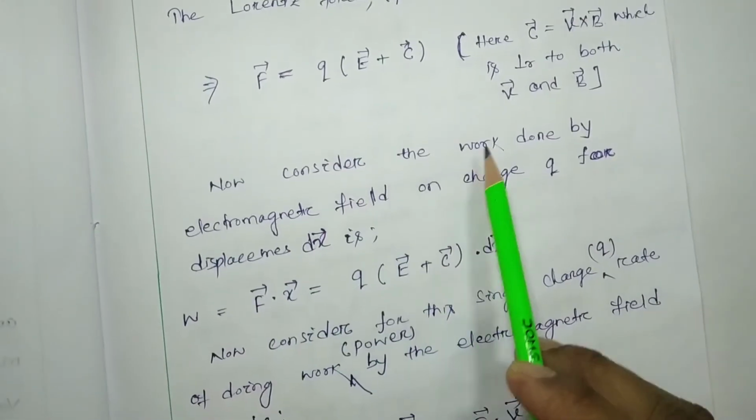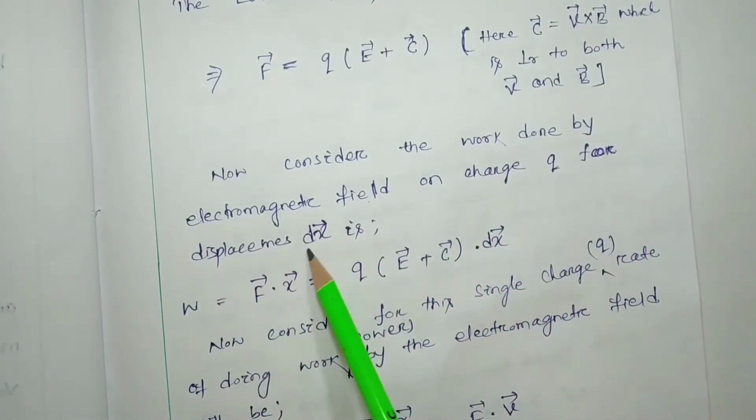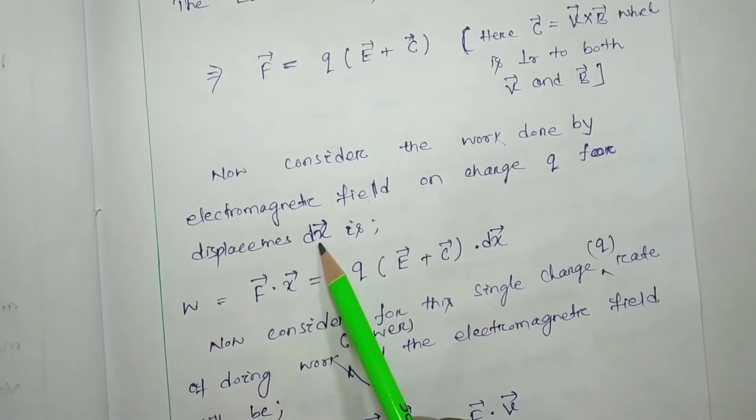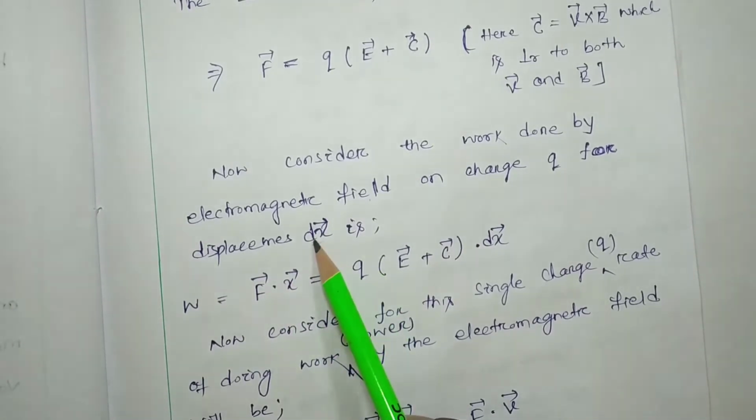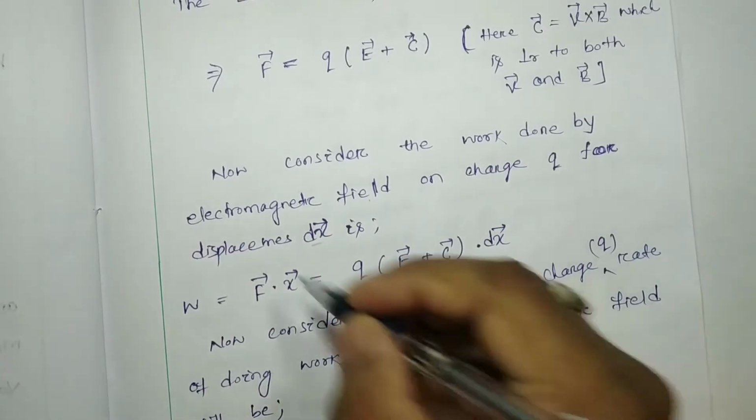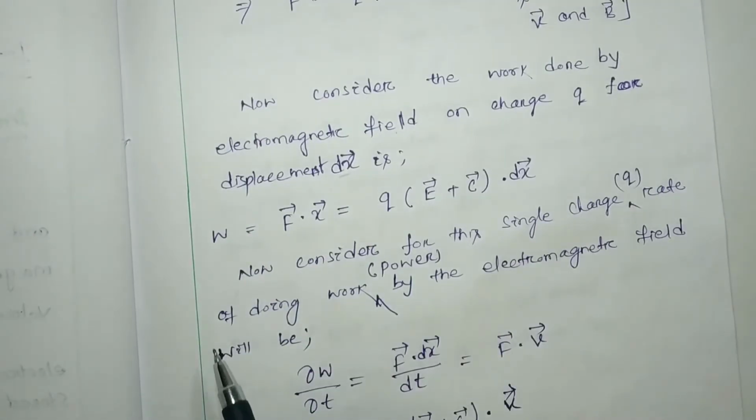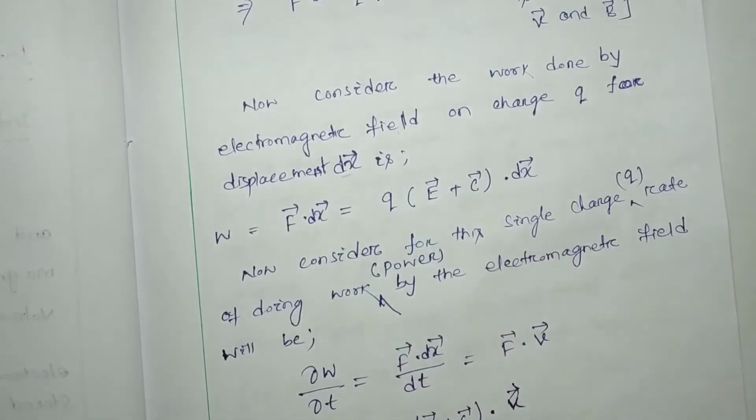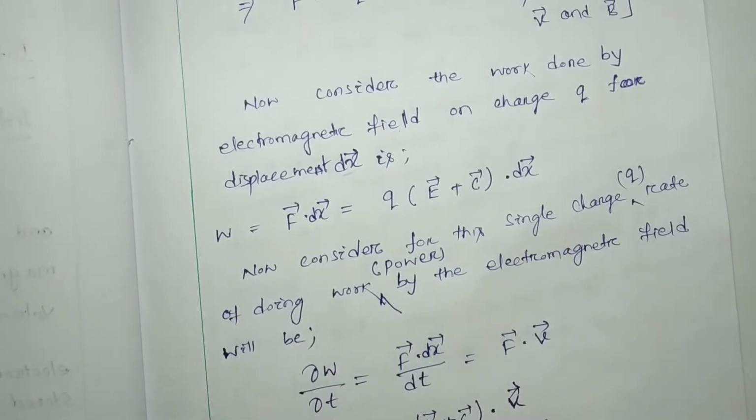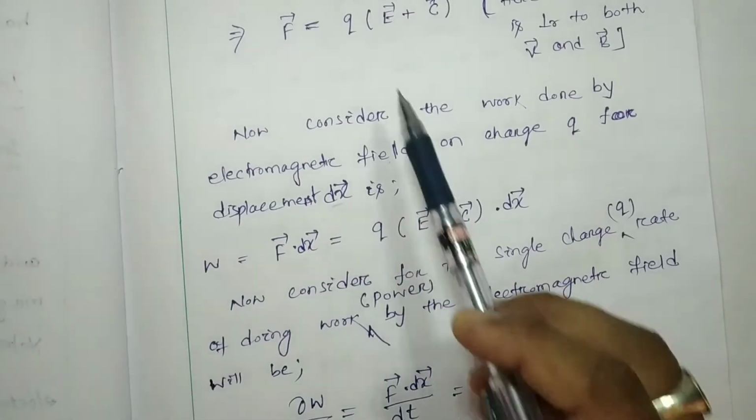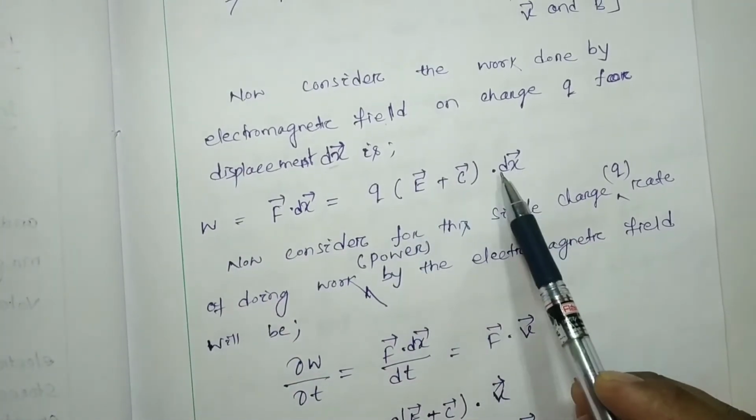So now consider the work done by the electromagnetic field on the charge Q for a displacement of dx distance. I have given the vector because displacement is there. So consider the displacement, work done will be W equal to F dot dx. Or instead of F we can write Q into E plus V cross B, dot dx.